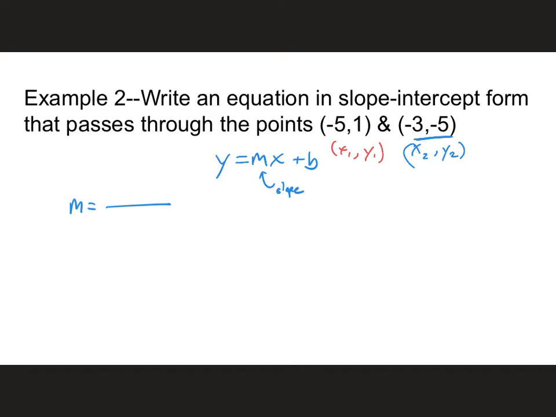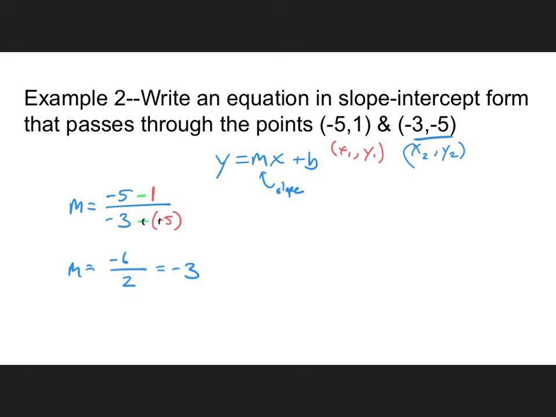So let's see here. It's y2 minus y1. So negative 5 minus 1 over negative 3 minus negative 5. And I just do the math. Negative 5 minus 1 is negative 6. Negative 3 minus negative 5. I like to think about that as plus the opposite, right? Change both those signs. So I think of it as negative 3 plus 5, which gives me 2. And that reduces down to negative 3 being the slope.